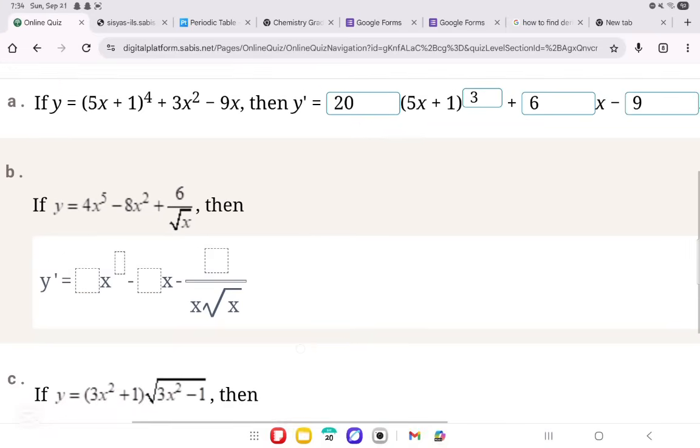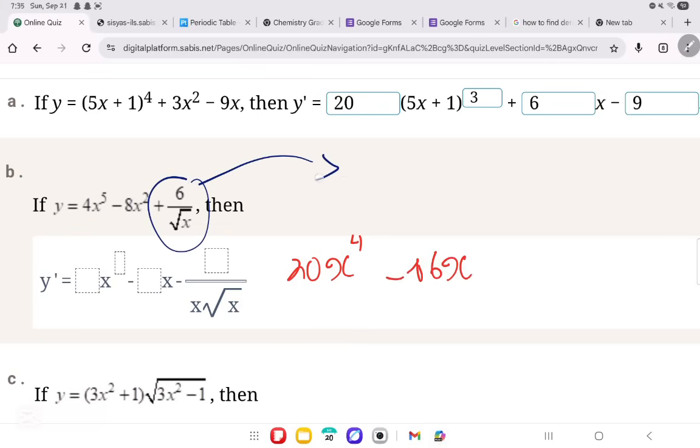Same exact scenario over here. You have to do the derivation for each one by itself. Now we need to take the derivation of this. Just start normally. So 20x to the power of 4 minus 16x. And now we stop here. We're going to do this one by itself and we're going to add it. 6 over radical x. Separate the whole number, so 6 times 1 over radical x, which is the same as 6 times x to the power of minus 1 over 2. Okay. Now, we don't do the derivation for the 6. It stays the same, 6.